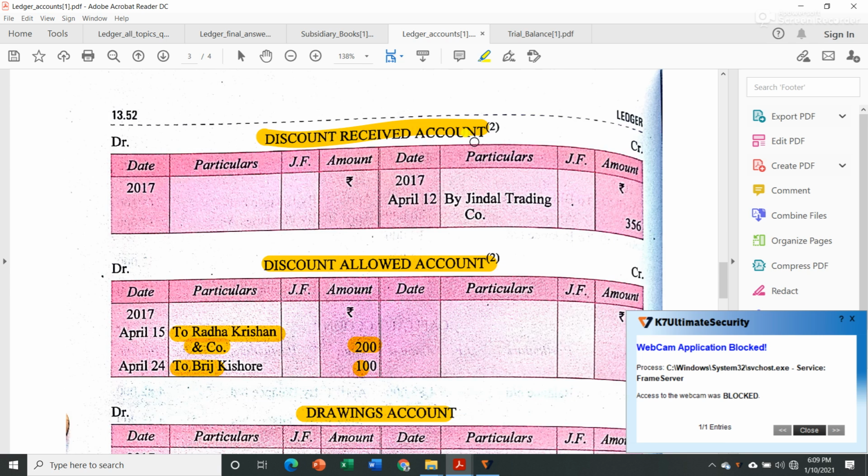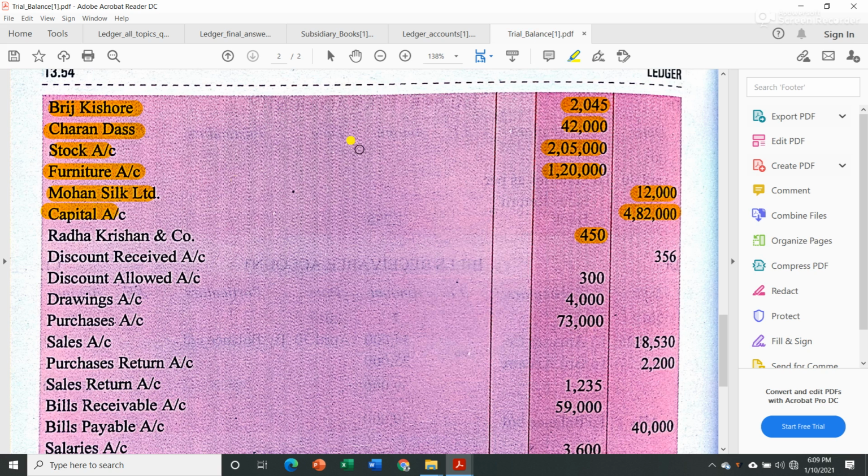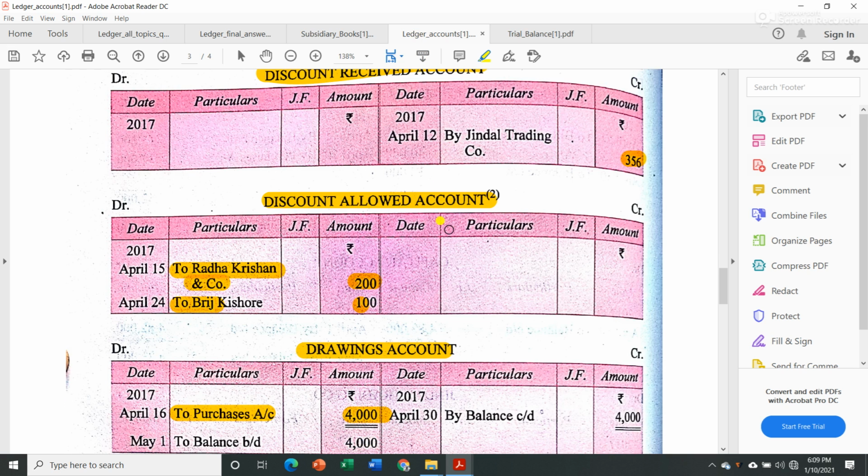The next is discount received account. Now discount received account, we didn't balance it off, okay, but it is showing 356 on the credit side. That means it is having a credit balance. So discount received account credit balance 356.